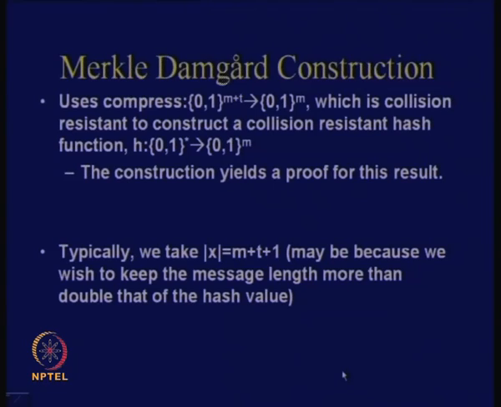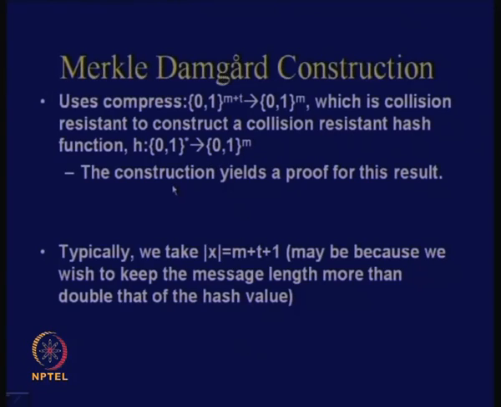So now we come to the original Merkle-Damgard construction, and let us concentrate upon this. This is basically the same iterated hash function technique, but with some small minor changes. So what you do is that again you use the compress function, which is an m plus t bit to m bit function. This is collision resistant, and this is used to construct a collision resistant hash function. So therefore you see that the domain of your hash function is actually an arbitrary size 0,1 string, and from there you are obtaining a 0,1 m bit output.